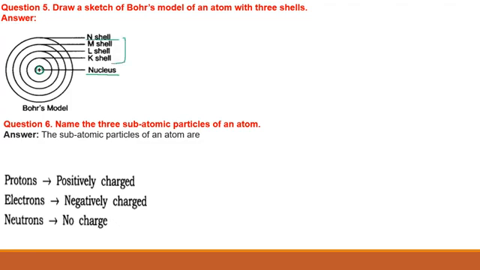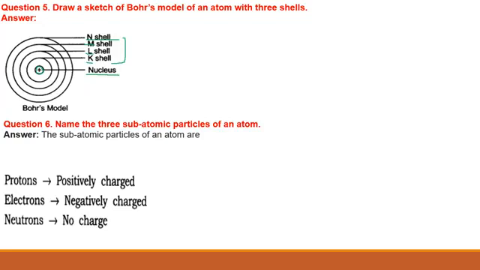Don't end up by drawing 2 shells. K shell, L shell, M shell. K, L, M. These are the English letters given to the different shells. So this is the Rutherford model.